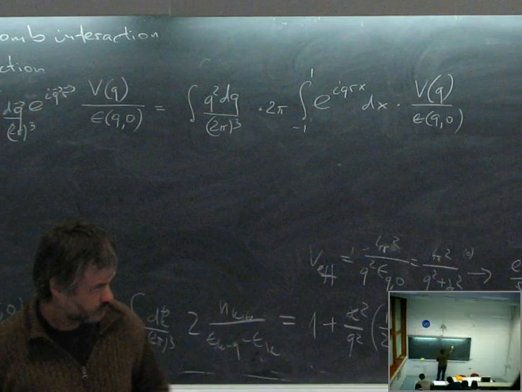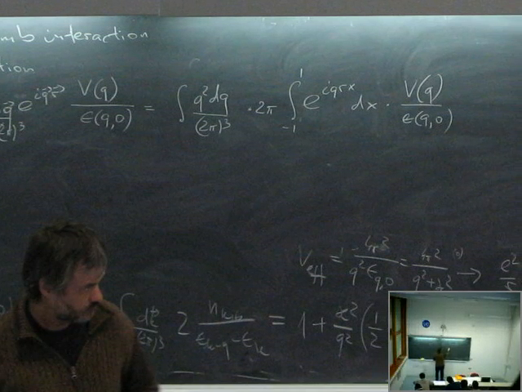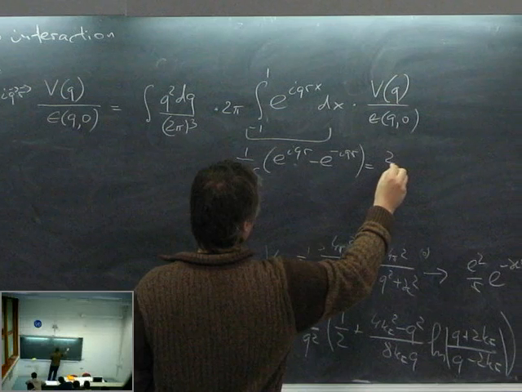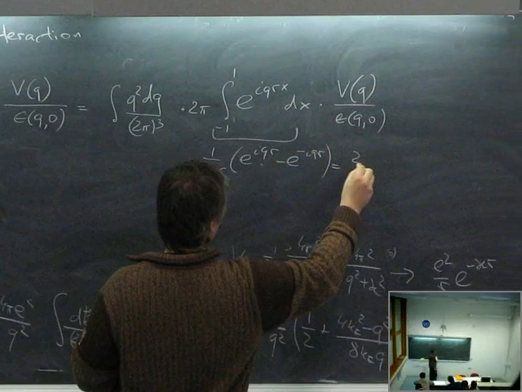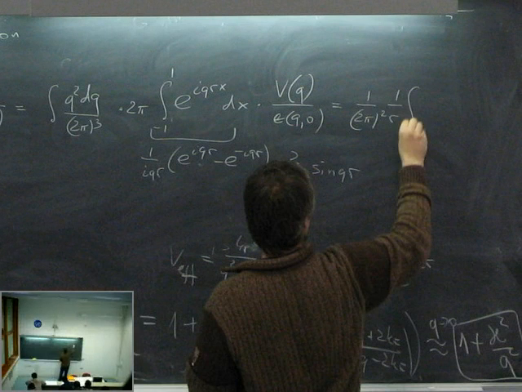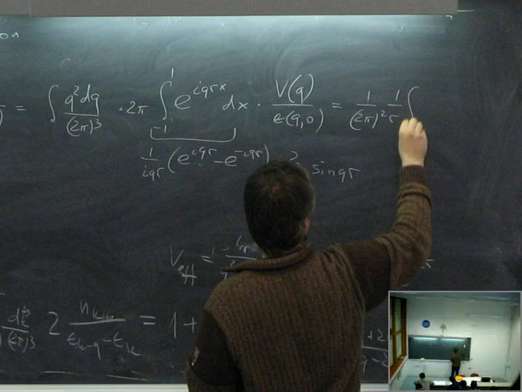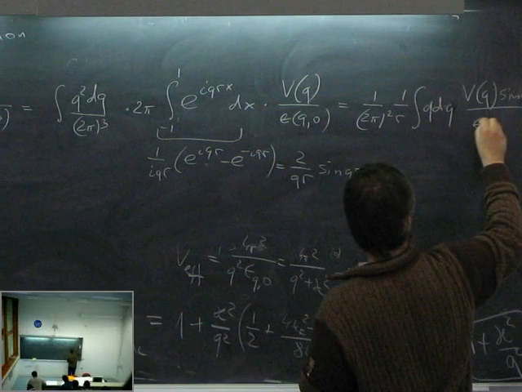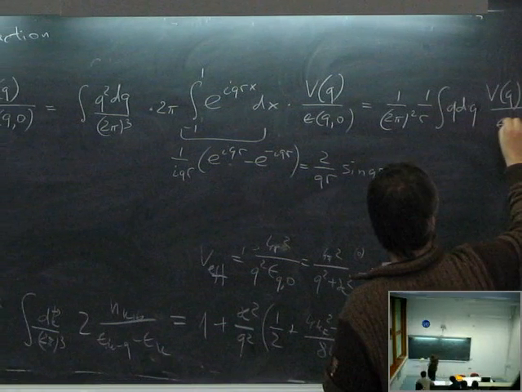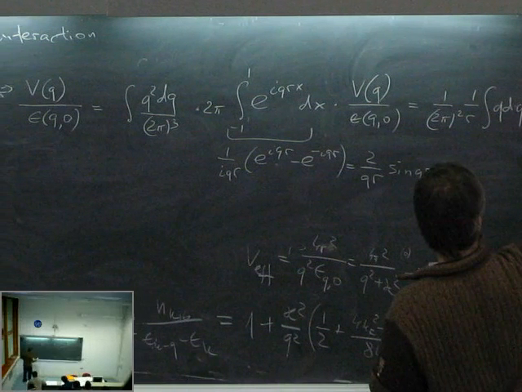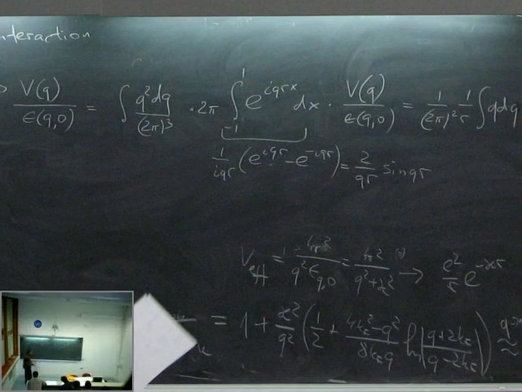So this integral can be easily calculated. This is 1 over i q r times e to the power i q r minus e to the power minus i q r. So this is 2 over q r multiplied by sine q r. So one power of q is gone. So it's 1 over 2 pi squared, 1 over r, integral of q dq, and here it's dq sine q r divided by epsilon q, 0. So far so good. This is still an exact result. But I don't want to calculate this integral exactly. Anyway, it's not possible to do it for this form of the Lindhard function.